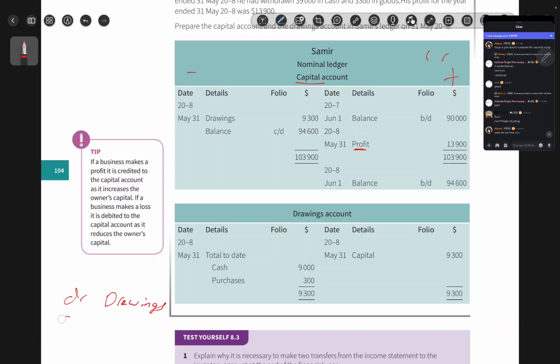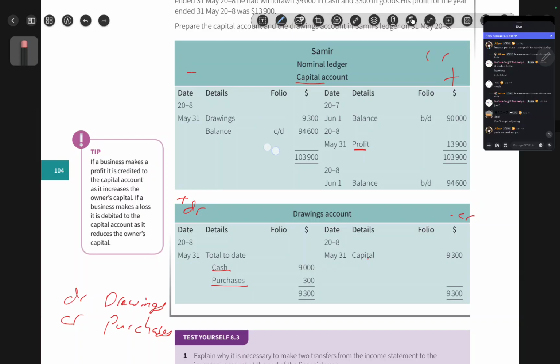Normally, you just do debit drawings and credit purchases, let's say. In this case, they have it, right? Drawings is debited with cash purchases, and this is our total drawings for the year. But when you're transferring it to the capital account, you're reducing the balance of drawings. So drawings is positive debit, but you want to transfer it to the capital account. You want to reduce all the drawings you have. You want to make it zero, so you put it on the credit side and you write it as capital because you're transferring it to the capital account.